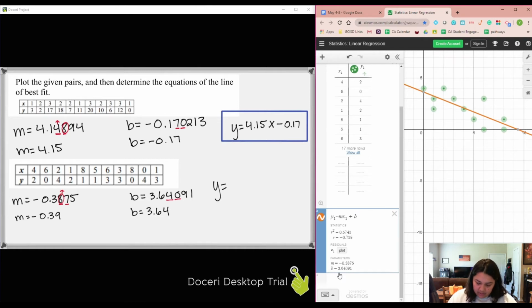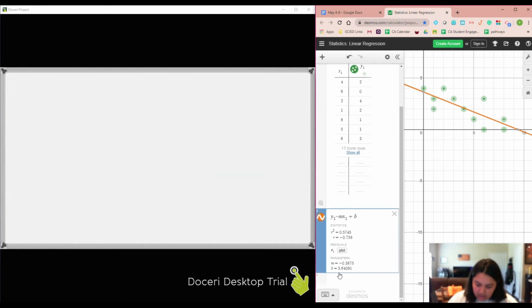Okay. Put them together into your y equals mx plus b form. We get y equals, our slope is negative 0.39x plus 3.64. And that is my answer. Okay, these are pretty easy. Okay, so let's go ahead and do a word problem.